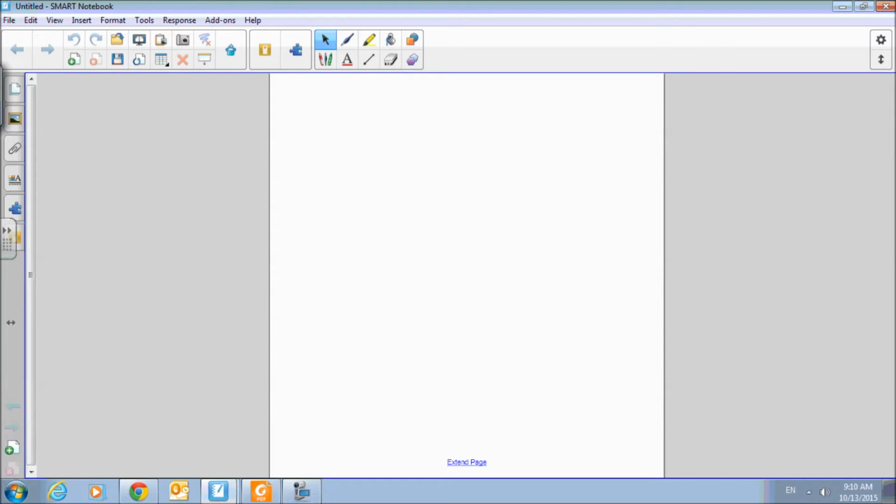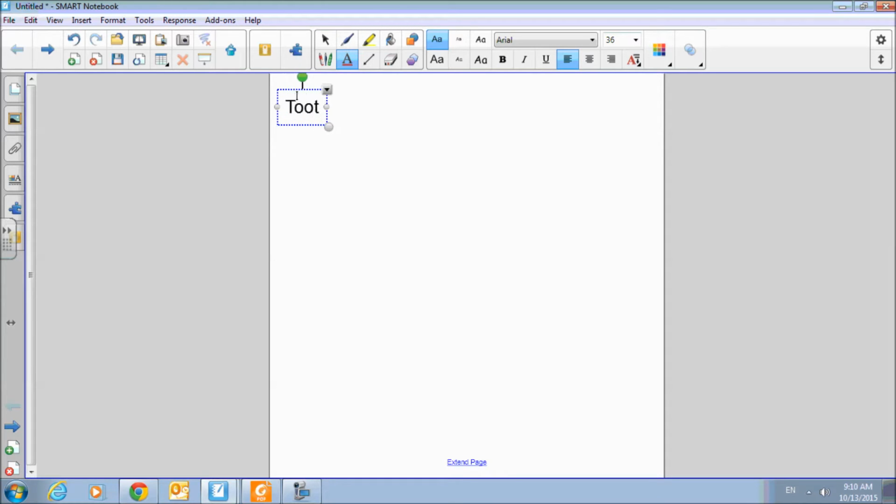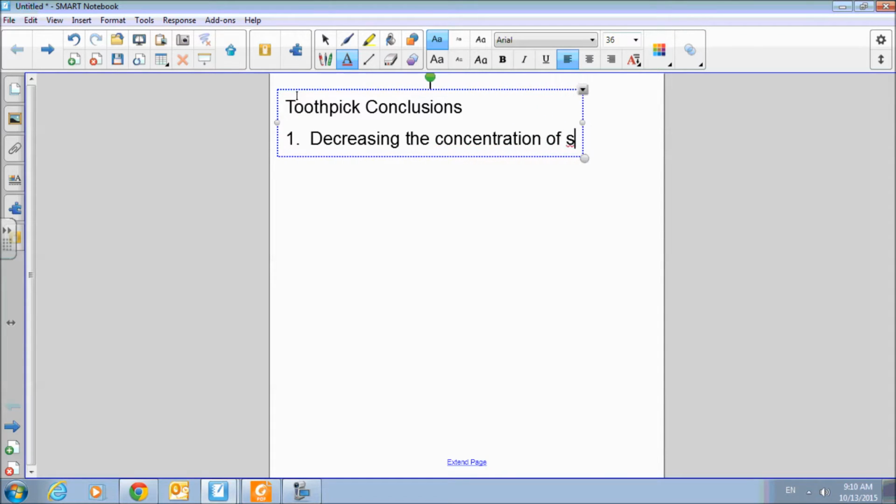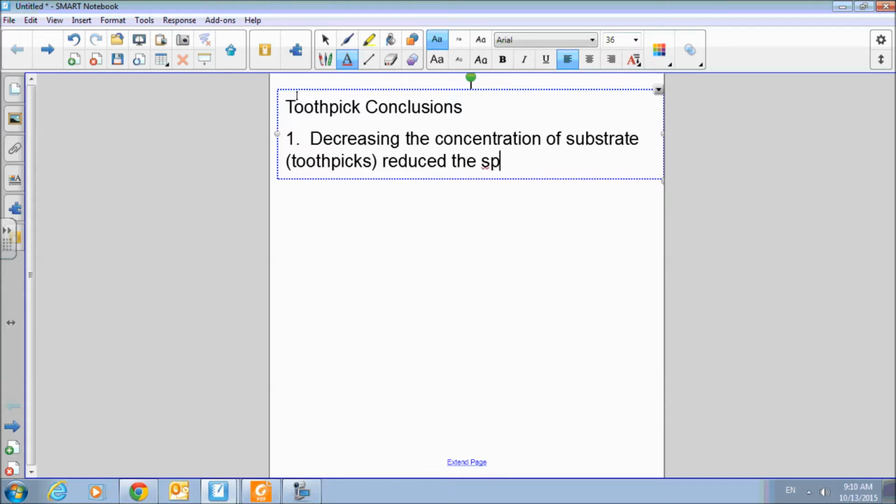Do you have evidence of that? Yeah, because it took longer. Okay. And then in your lab report, obviously, you would say how much longer it took to break the 10 toothpicks. So your answer for the toothpick conclusions for number 1 might sound something like decreasing the concentration of substrate, which remember were the toothpicks, reduced the speed of the enzyme, which was your hand. And I'm just making this up, but you should use the actual data.